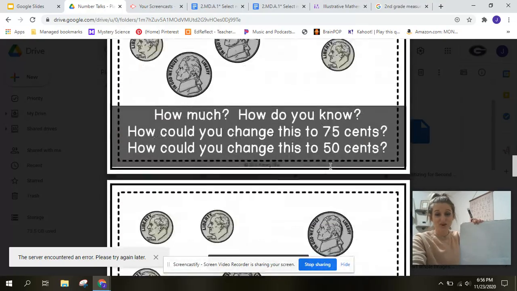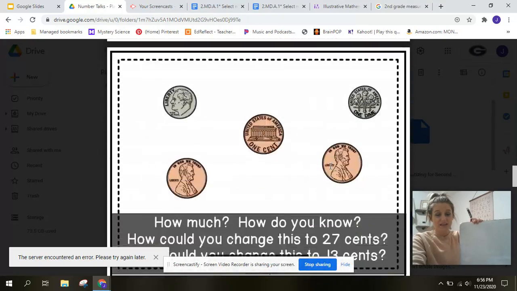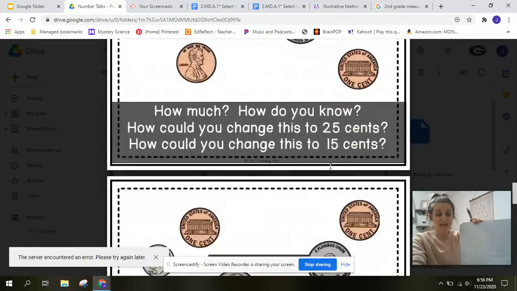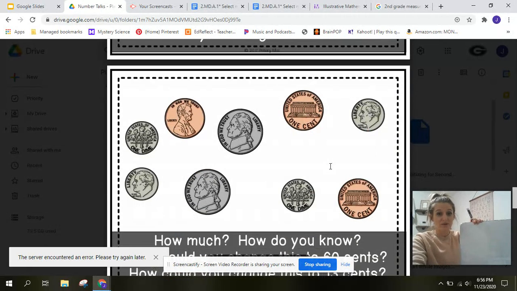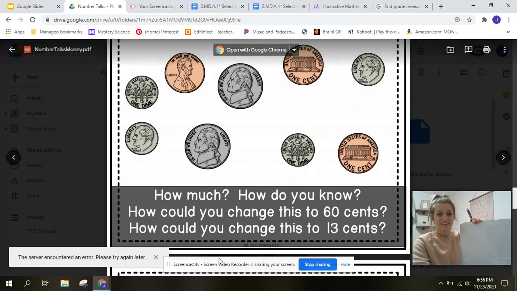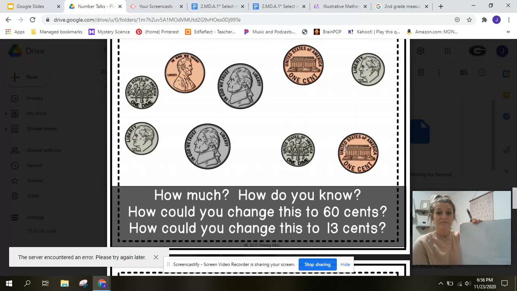You see that one? These are all nickels, dimes, and pennies. Okay, here we go. Let's do one right here. Ready? How much is there? Okay. I see dimes, 10, 20, 30, 40. I see 45, 50, right? And then I see 51, 52, 53. How much is there? 53 cents.